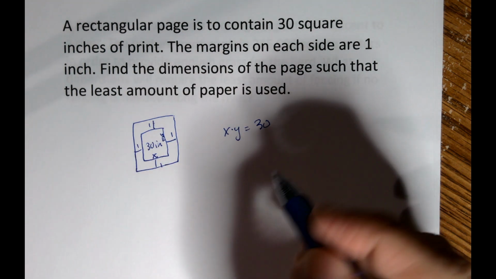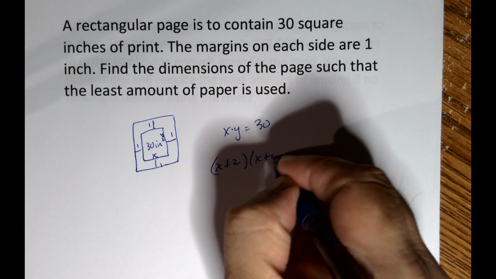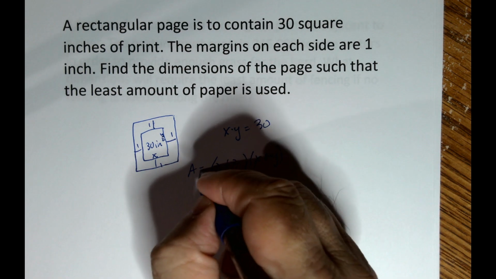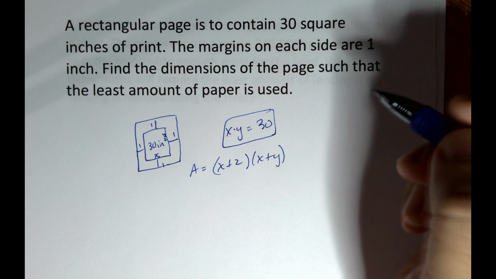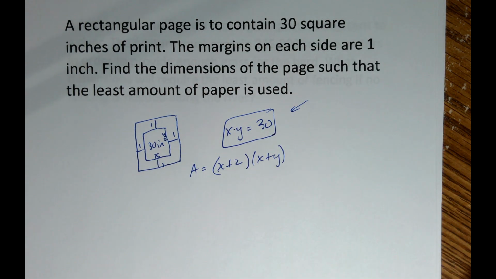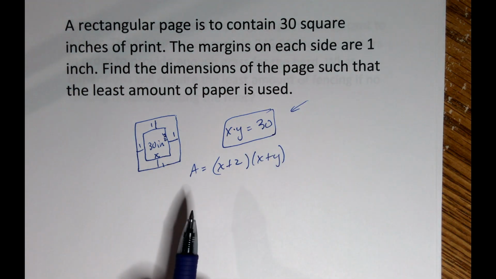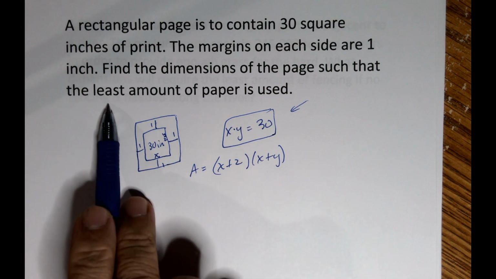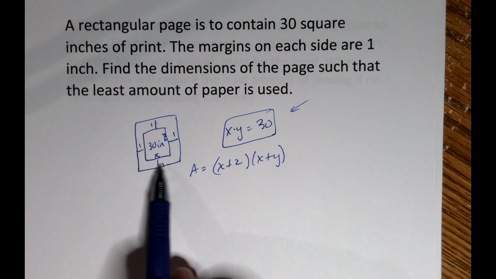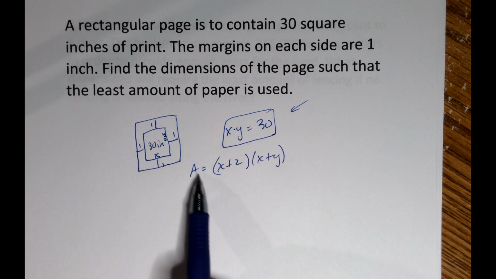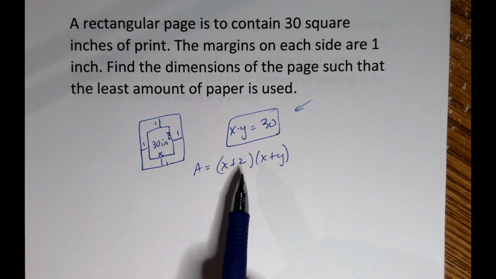Now, what is the area of the whole thing? The equation x times y equals 30 is the equation relating x and y together. The second equation is the one we want to minimize or optimize. We want the least amount of paper used. So the area of the whole page is the area of the actual paper, which is the amount of paper used, and we want to minimize this.